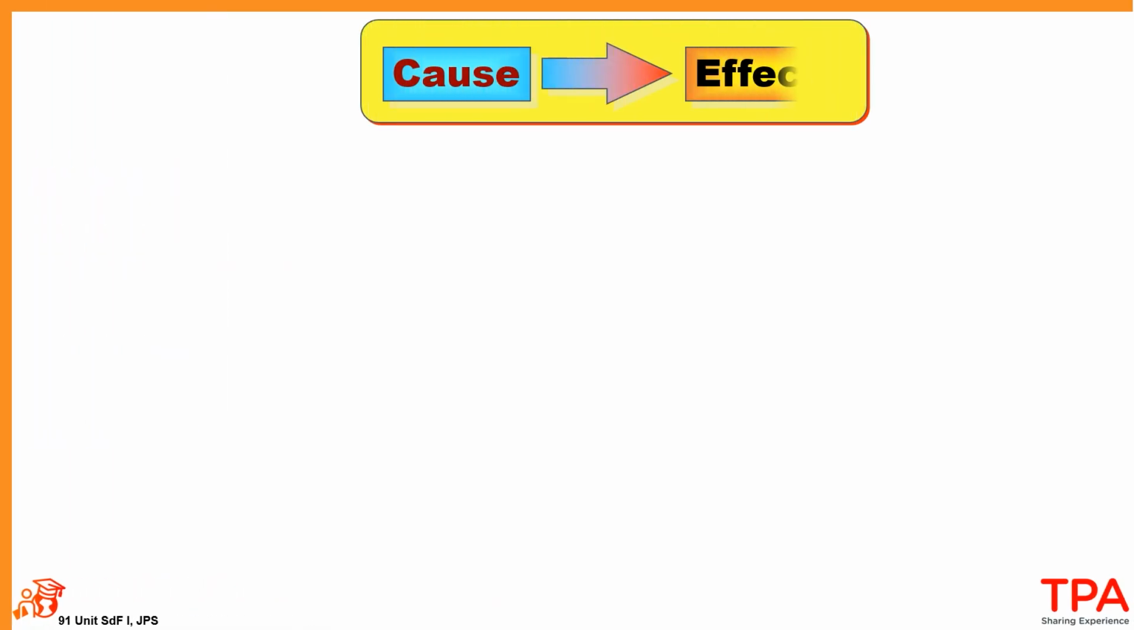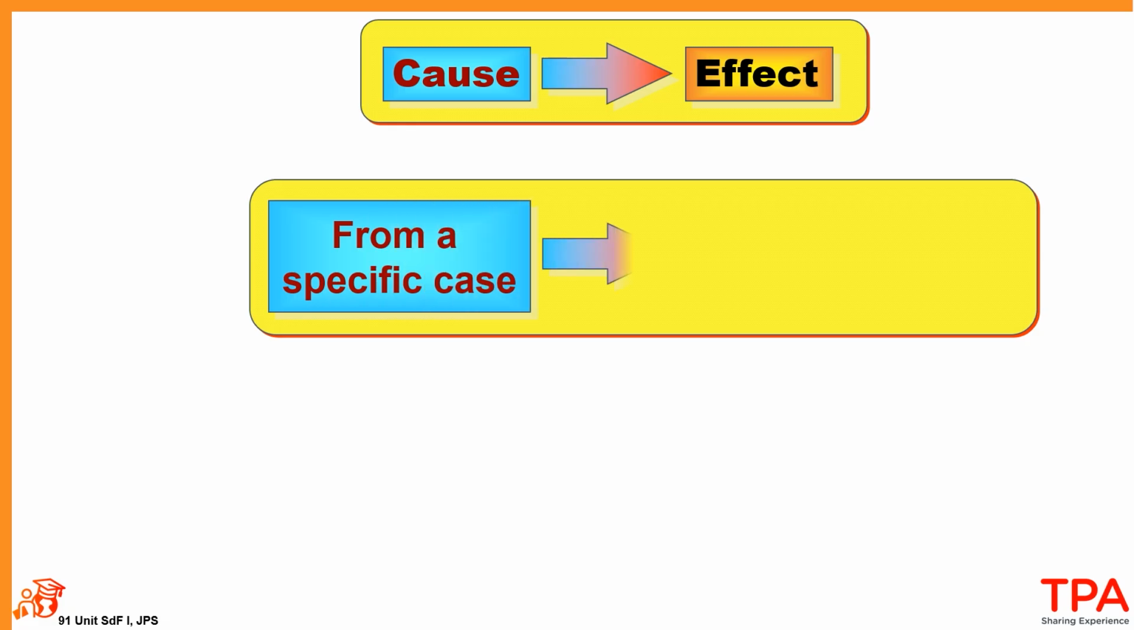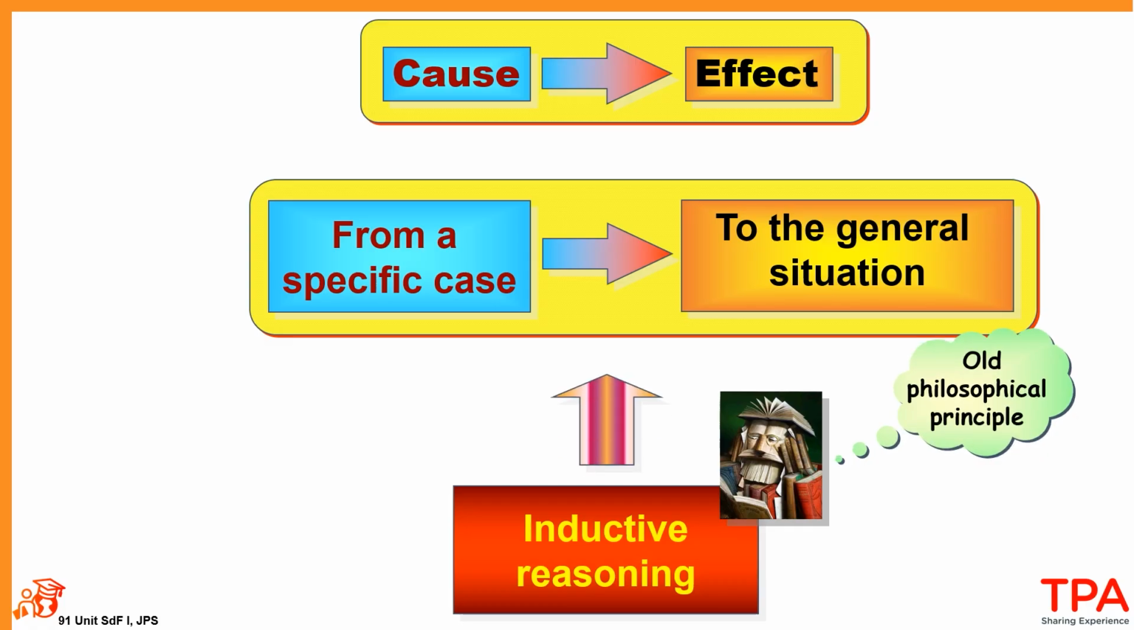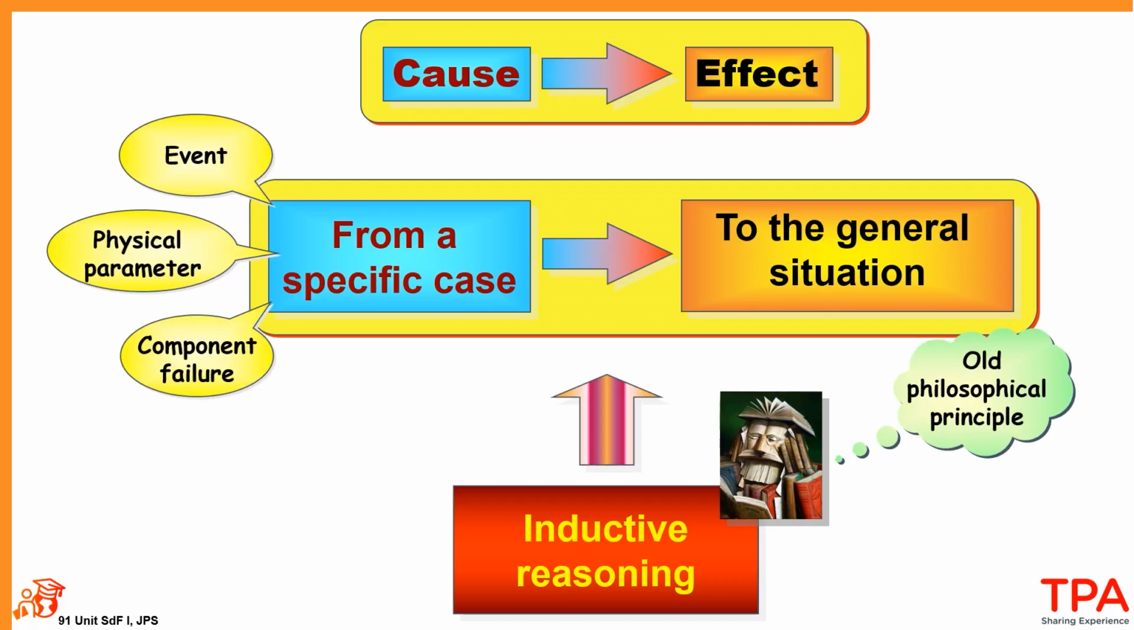All the previous approaches proceed from the same inductive philosophy. They start from a specific state to see what happens at a more general level. This is a very old philosophical reasoning. More specifically, the reasoning starts from the occurrence of a given event, the value of a particular physical parameter or an individual component failure. And, from these causes, we infer what happens at the overall system level.